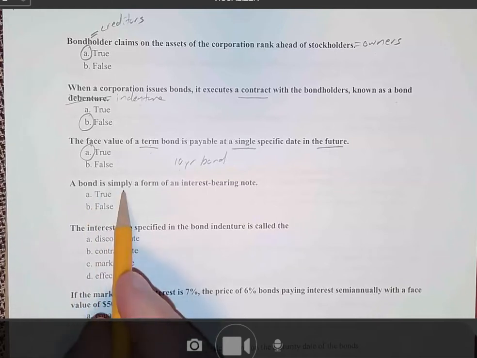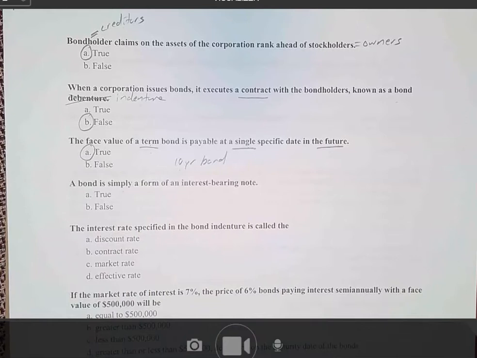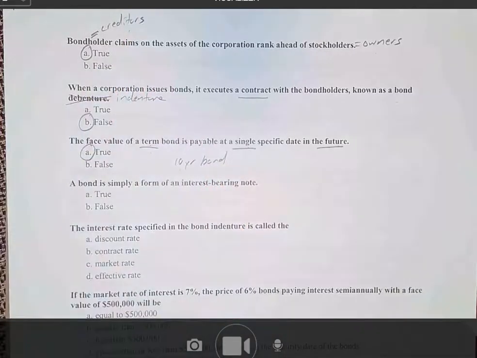A bond is simply a form of an interest-bearing note. This is essentially a true statement. If we think about it, when we go and borrow money from the bank, we are taking on debt. Okay? When we issue bonds to investors, they become creditors. We could say we are taking on a debt to those creditors.